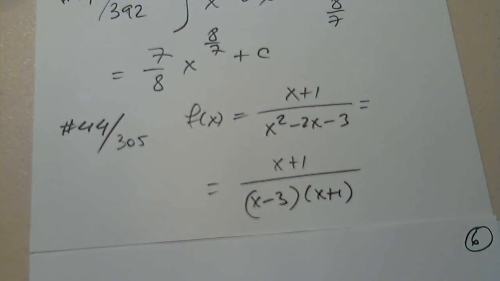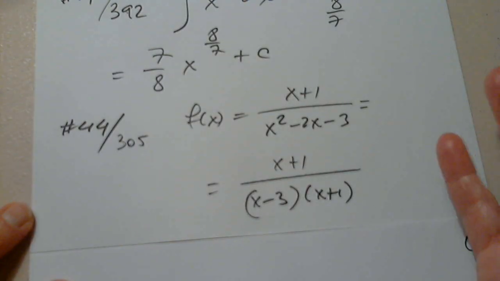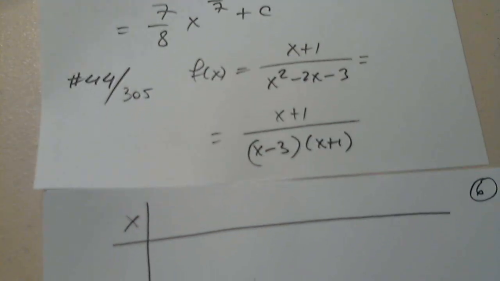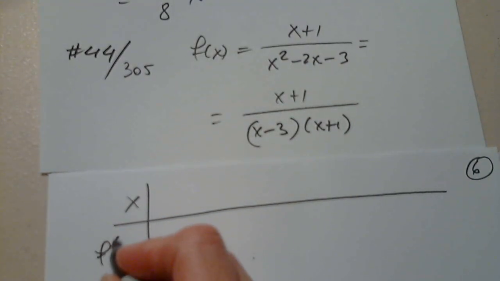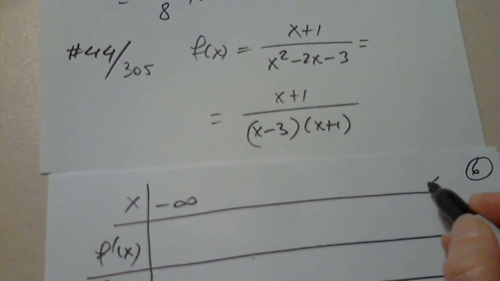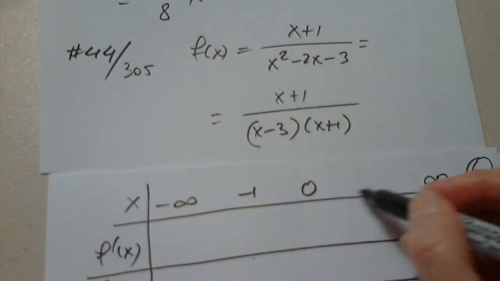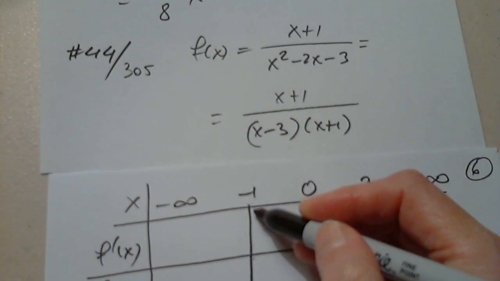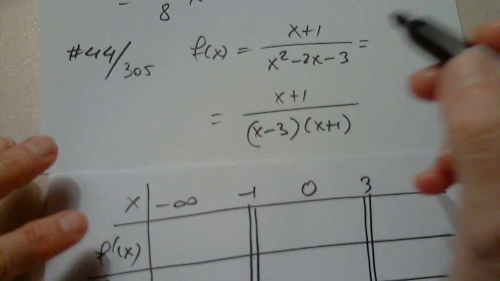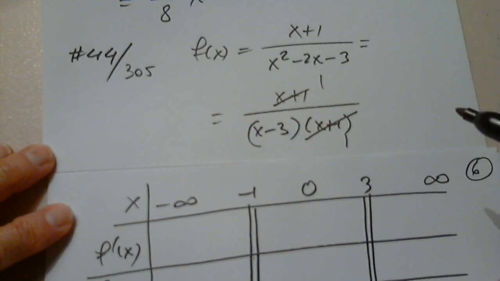Which means I have to state two restrictions, and I'm going to get my table going. Do not touch anything before you state restrictions. So f prime of x, f of x, and f double prime of x. We know that the function does not exist at -1, and the function does not exist at 3. And now I'm allowed to simplify.